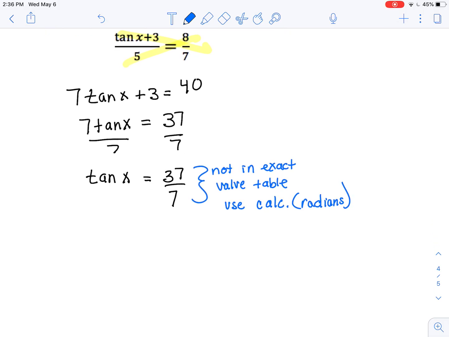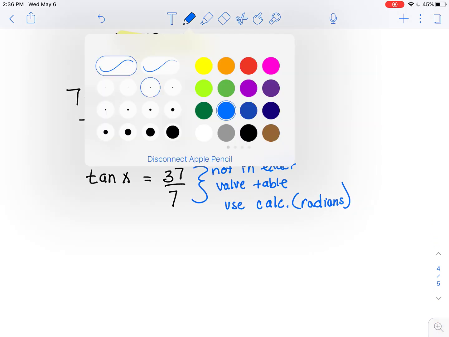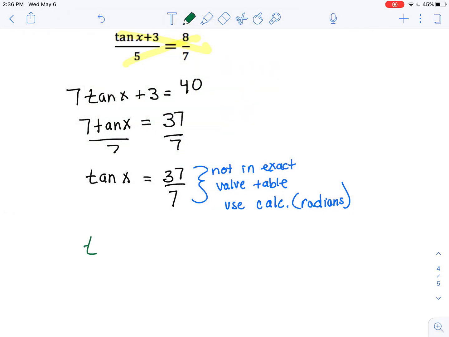And now I'm going to find my reference angle by plugging this into my calculator. I'm going to plug in tan inverse of 37 over 7. This is positive already, so I don't need to worry about plugging in the positive value. I end up getting 1.38 radians. So I have my reference angle.